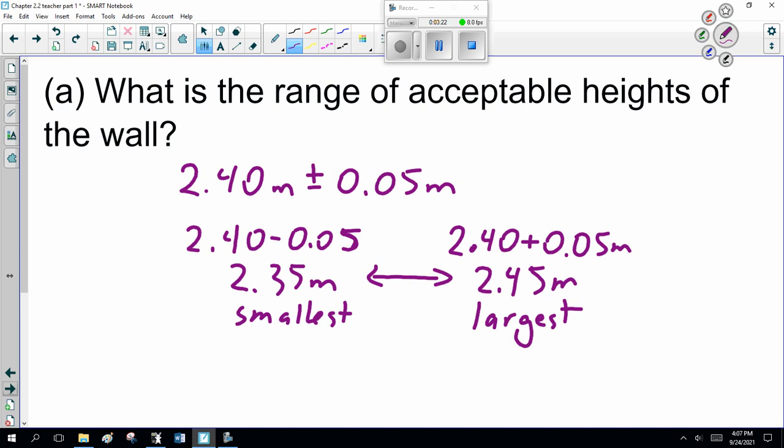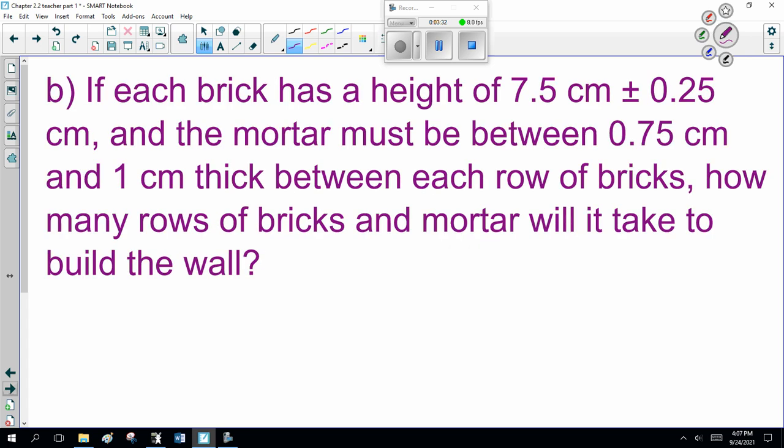Like I said, the rebar can be 12 millimeters, it can be 11, it can be 13. Close enough. And in some places, 5 centimeters is close enough. Now, here's the trick question, and pay attention. If each brick has a height of 7.5 centimeters plus or minus 0.25 centimeters, and the mortar must be between 0.75 centimeters and 1 centimeter thick between each row of bricks, how many rows of bricks and mortar will it take to build the wall?